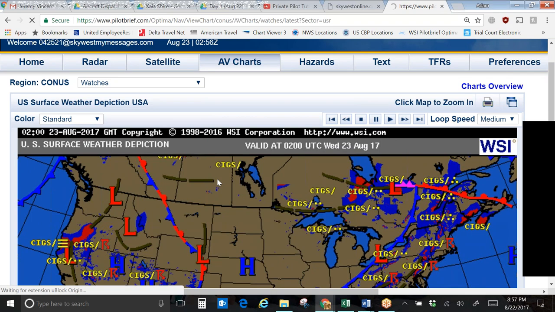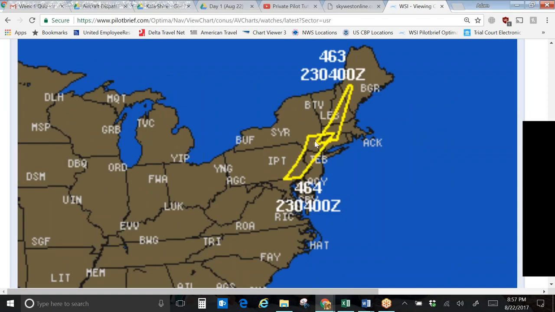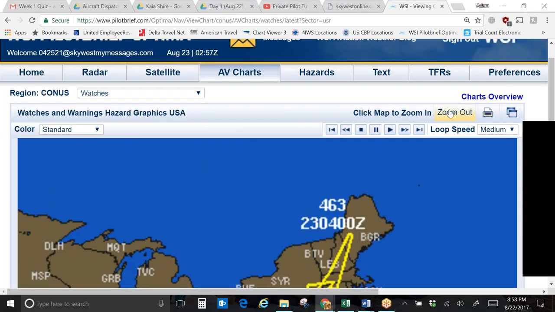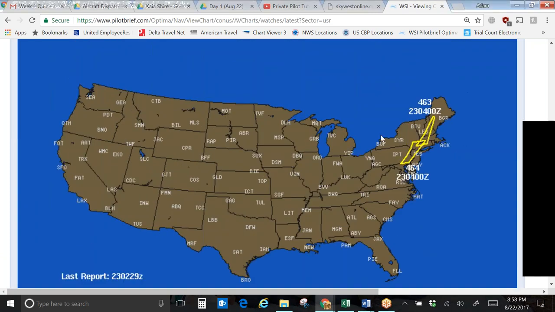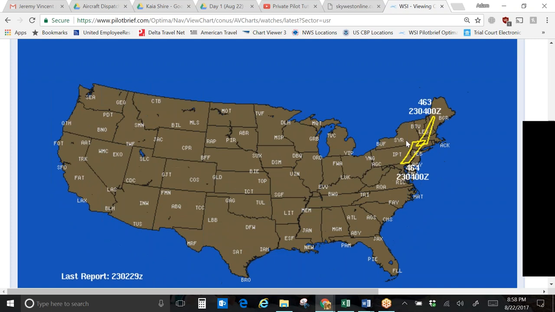Watches. This is more for thunderstorm warnings and things like that. Let's wait for it to load up here. These are current watches that are going on. The National Weather Service will issue watch areas, and those are the only two that are really going on right now. Up here, if you can see this yellow line, these are severe thunderstorm watches. The only two watches they issue are severe thunderstorm and tornado. So they're saying severe thunderstorm watches for this New England area up there.